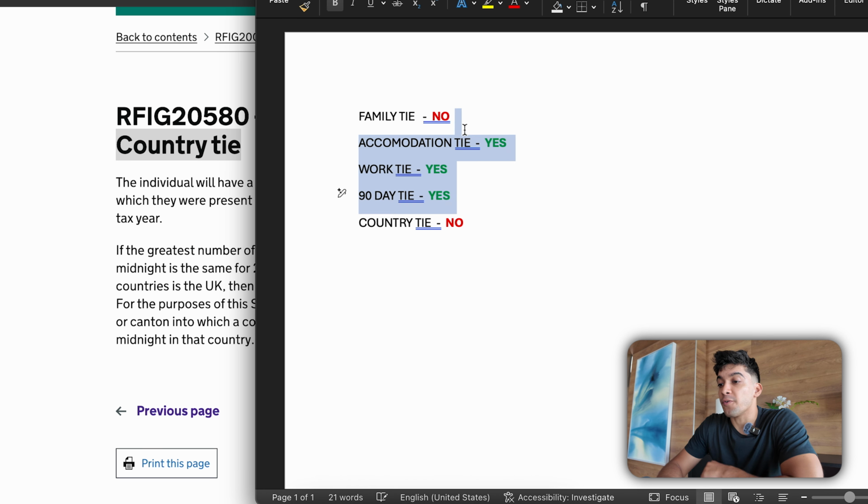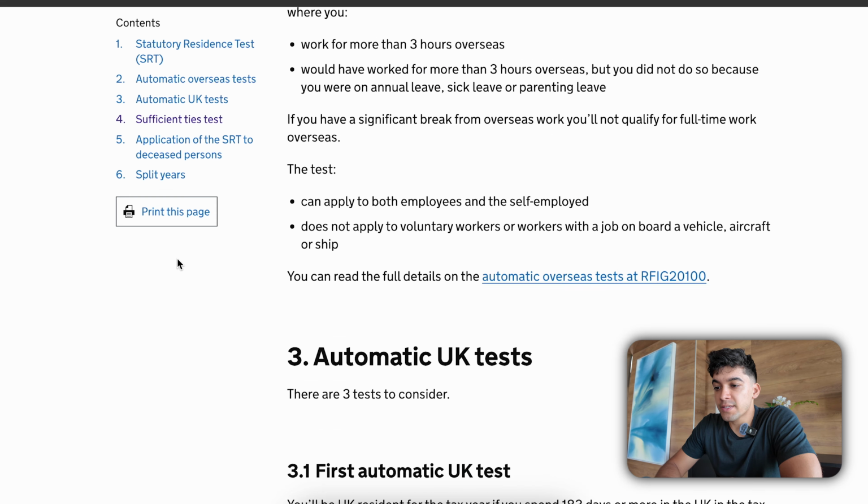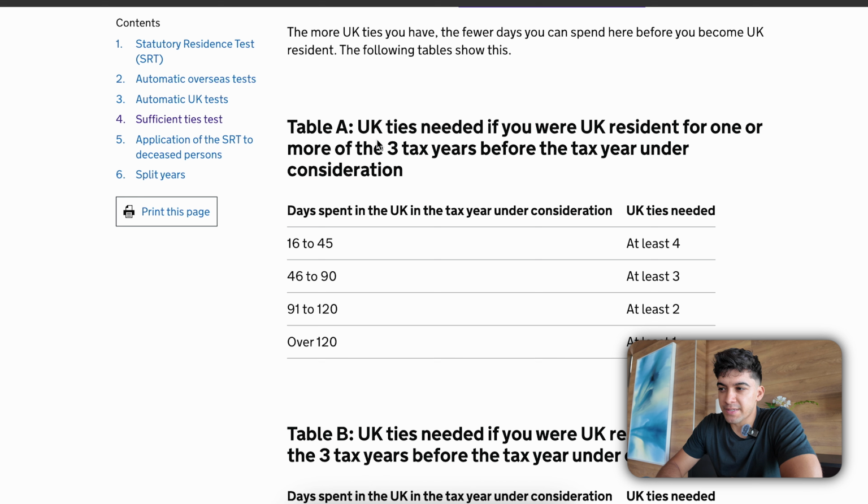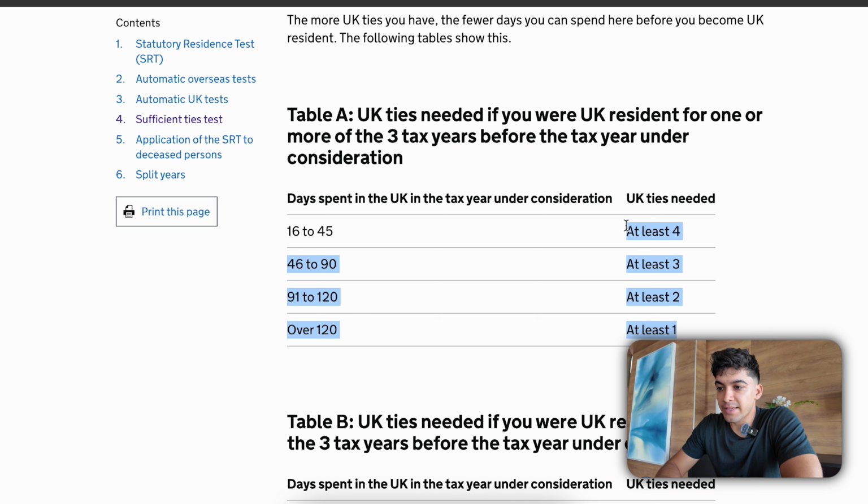So here you are with your 3 ties. Out of the 5, you have 3 of them. So if we go here to the results, we need to look at this table. There's table A and table B. These are very similar, but this one's for people leaving. If you were UK resident for 1 or more of the 3 tax years, which basically means you were living in the UK before you left, that's a yes. So you look at these ties and you're like, oh no, I've got 3 ties. This means that I'm a tax resident if I spend 46 days and above.